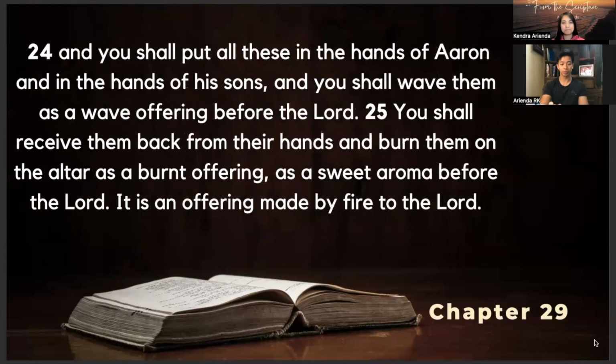And you shall put all this in the hand of Aaron and in the hands of his sons, and you shall wave them as a wave offering before the Lord. You shall receive them back from their hands and burn them on the altar as a burnt offering, as a sweet aroma before the Lord. It is an offering made by fire to the Lord.